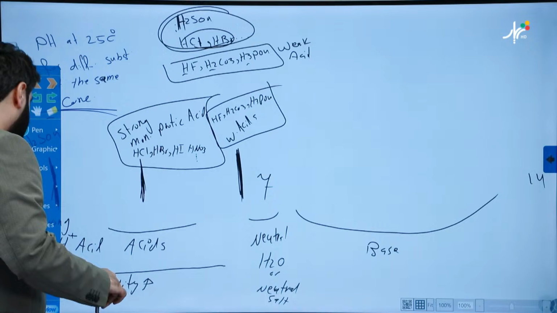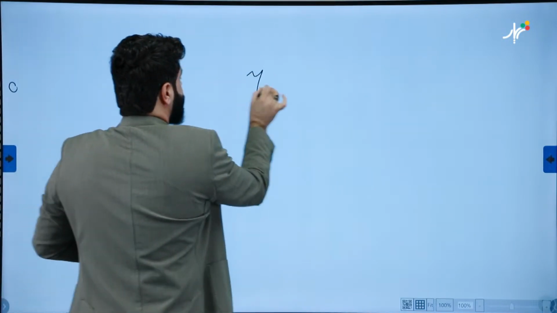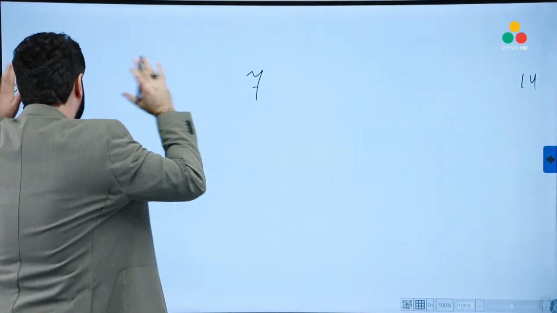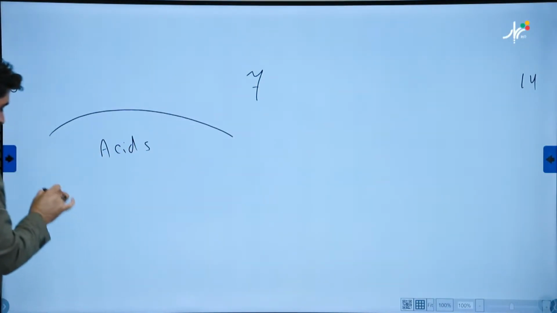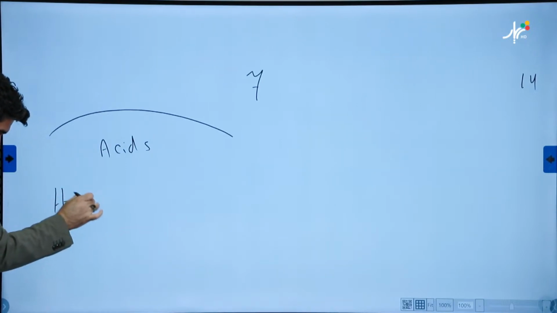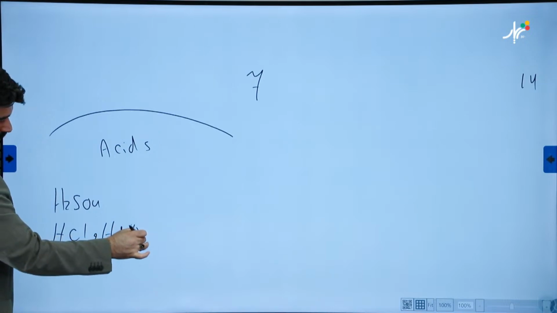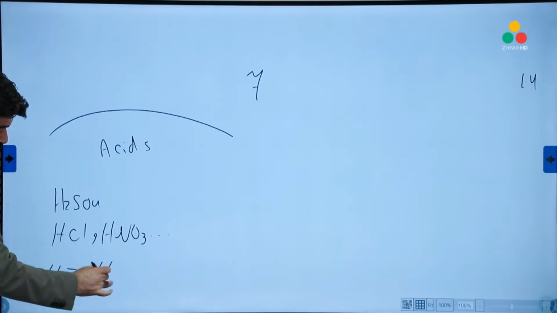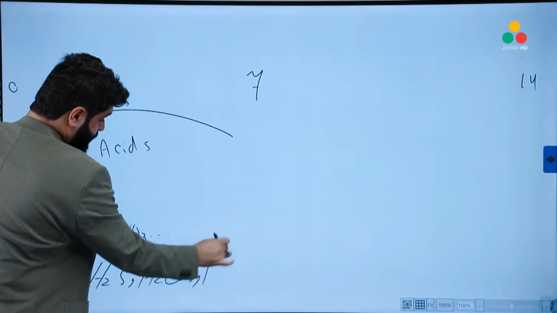I'm going to repeat the whole thing from the first. The scale of pH is ranged between 0, 7, and 14. The acids are ranged between 0 and 7. This is for the acids. We have the following acids: H2SO4, HCl, HNO3, and so on, and HF, H2S or H2CO3 and H3PO4.